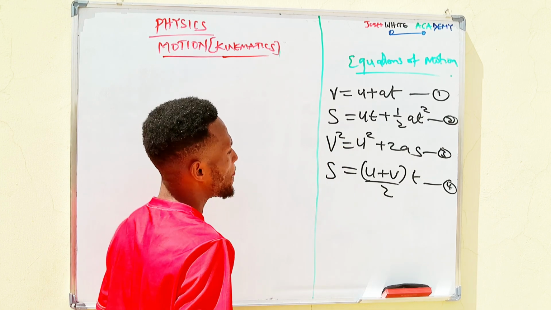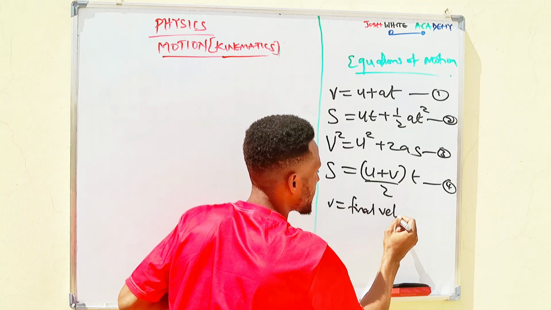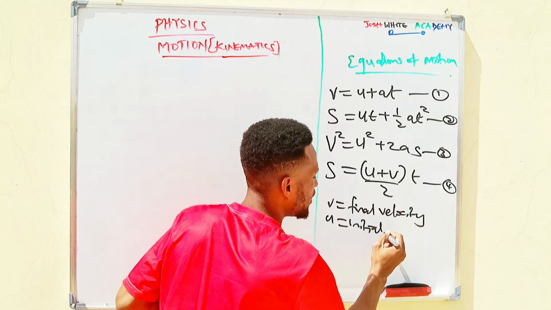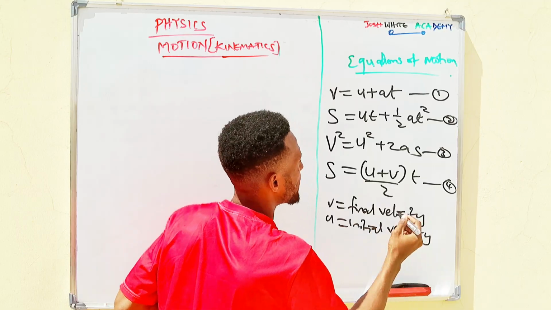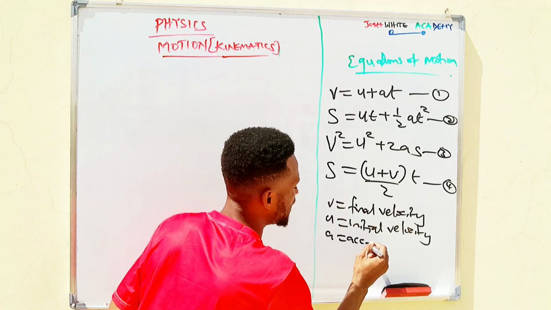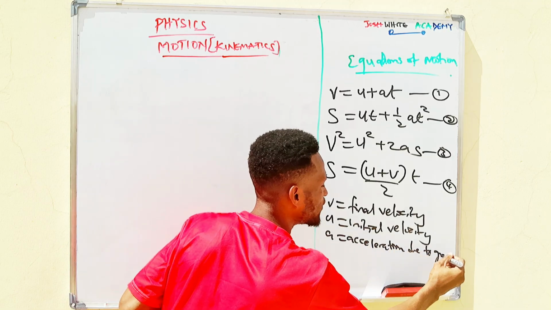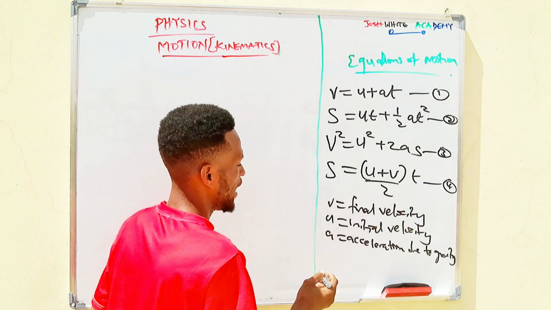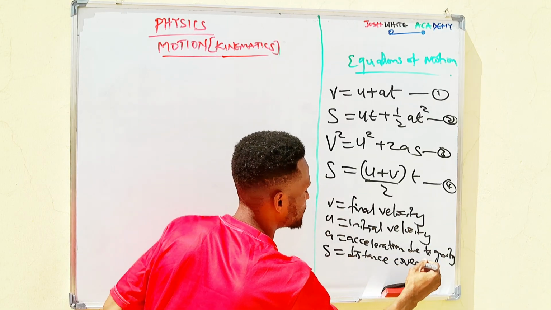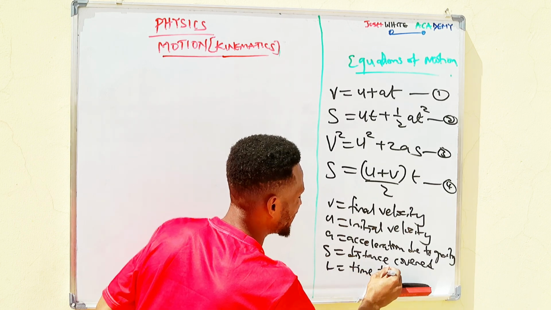So our V is final velocity, our U is initial velocity, our A is acceleration due to gravity, our S is distance covered, our T is time taken.